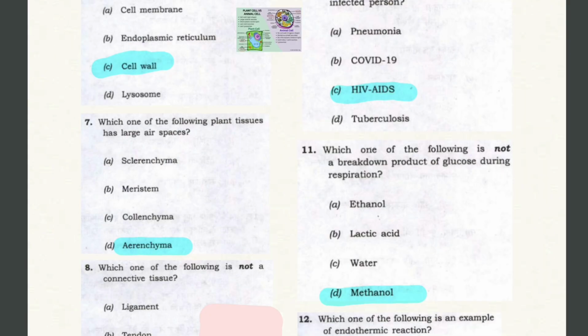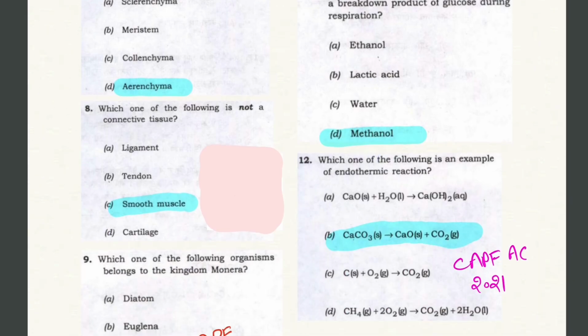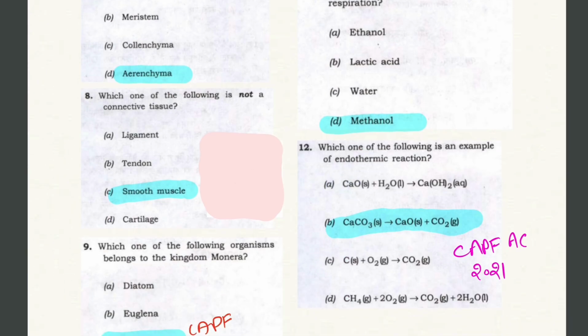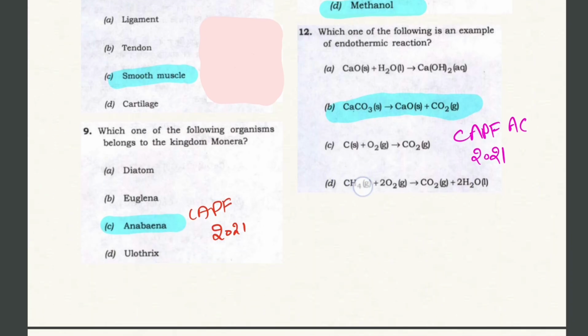Which one of the following plant tissues has large air spaces? So parenchyma. In this type of questions, by reading the options only you can get to the right answer. Then question number 8, which one of the following is not a connective tissue? So smooth muscle is not a connective tissue, whereas ligament, tendon and cartilage are examples of connective tissue.